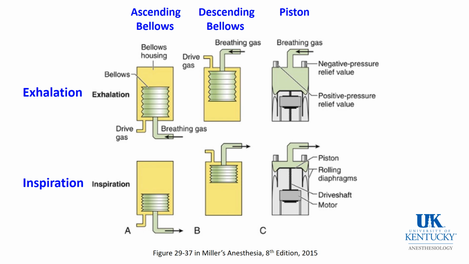So this is just an illustration of the bellows, the so-called ascending bellows and descending bellows. And the piston, which is pretty simple, it just goes up and down and moves the volume inside here. And I don't have a picture of the turbine, but it's just a turbine that generates the force going into the lungs.